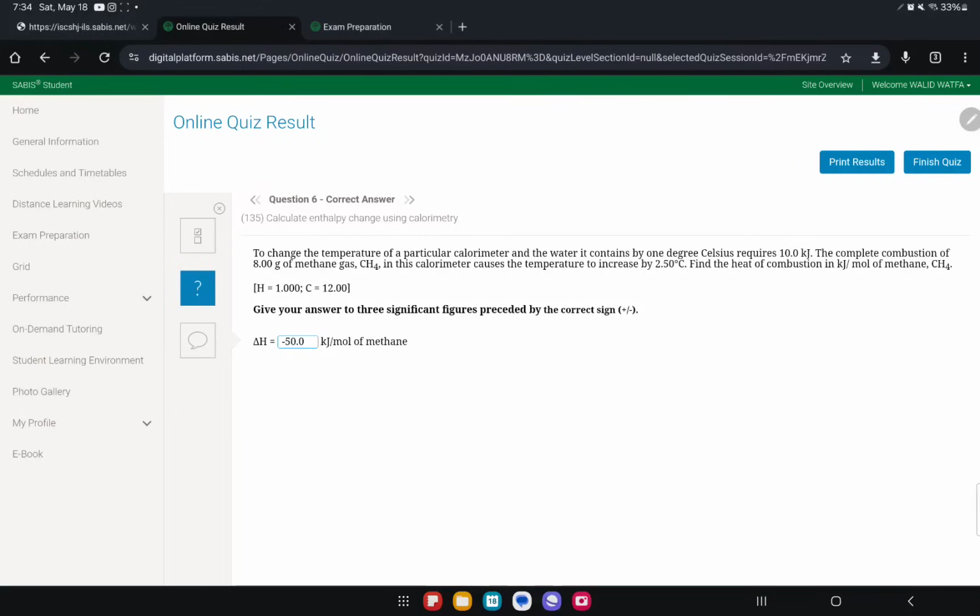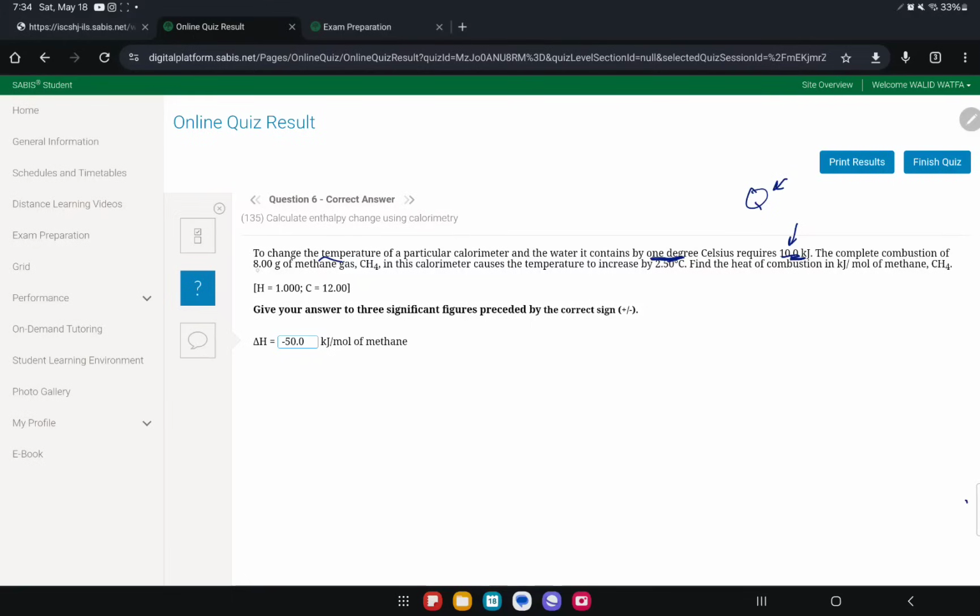To change the temperature of a particular calorimeter and the water it contains by 1 degree Celsius requires 10 kJ. So they actually gave us the Q. Okay, they gave us the Q for 1 degree. Because they gave us kilojoules, and they didn't say to change by 1 gram, they just gave it to you straight. To change the temperature by 1 degree Celsius, 10 kilojoules. That's Q. Unless they say 1 gram, 1 degree Celsius, that's your C. But when they just say energy like this for 1 degree, that means it's Q.